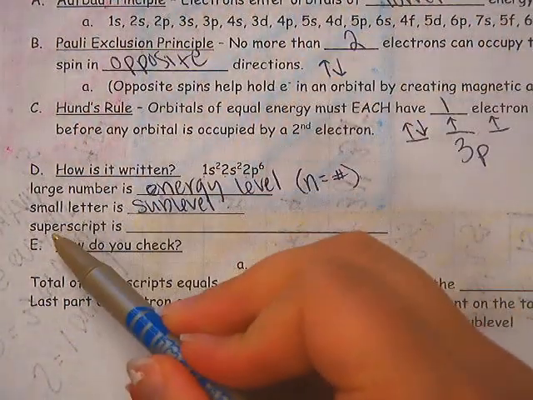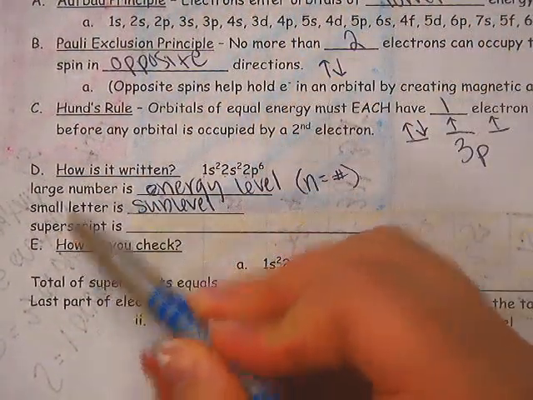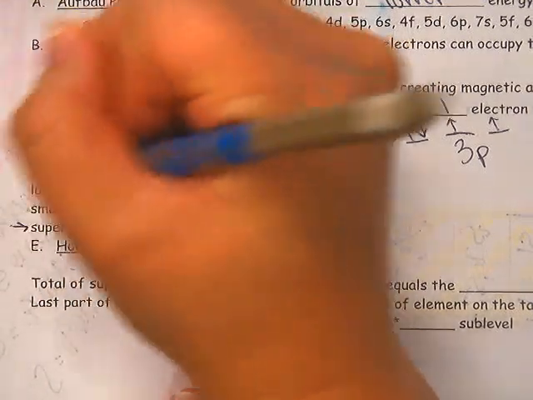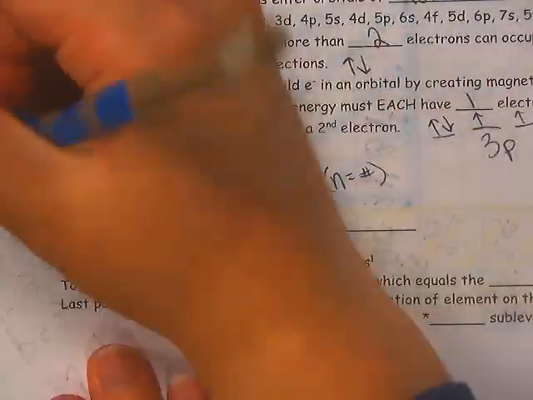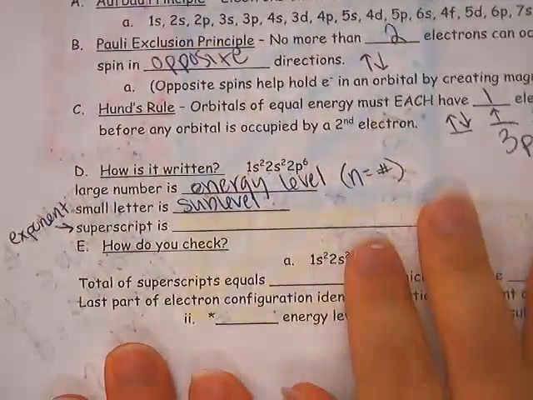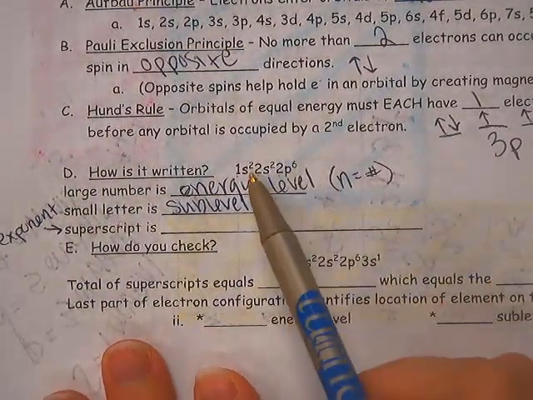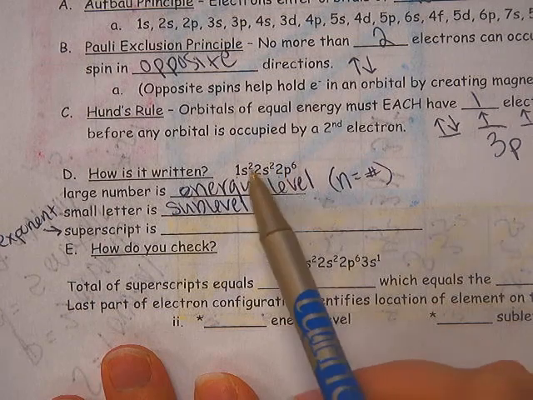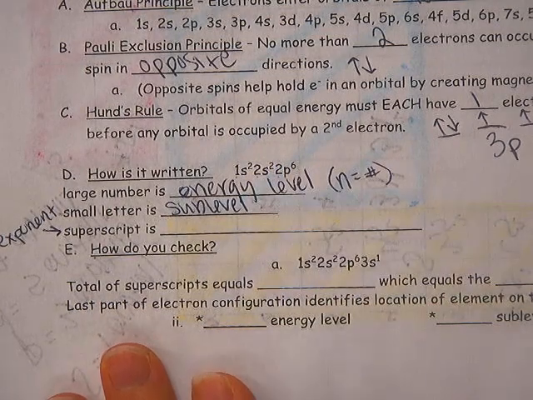And then the superscript means the same thing as the exponent. If you don't know that word, superscript is the opposite of a subscript. It's not actually an exponent, it's called a superscript. That is the little number up here, the 2 and the 2 and the 6. That represents the actual electrons.